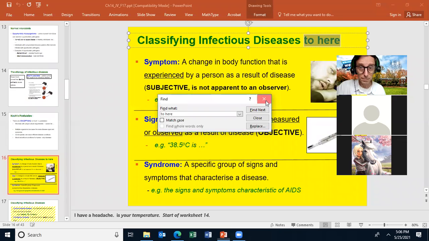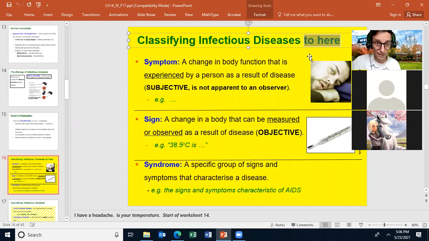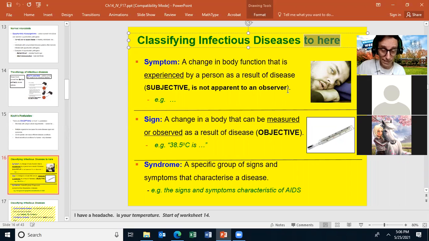Okay, if not, we had discussed this slide, classifying infectious diseases, and I did state that I tend to use symptom and signs together, and most of the time I'll just say symptom and sign. But they do have strict definitions in the textbook, and you should know the strict definitions. But understand, when you get into the clinic, especially patients, but I think clinicians too, will use the terms interchangeably.